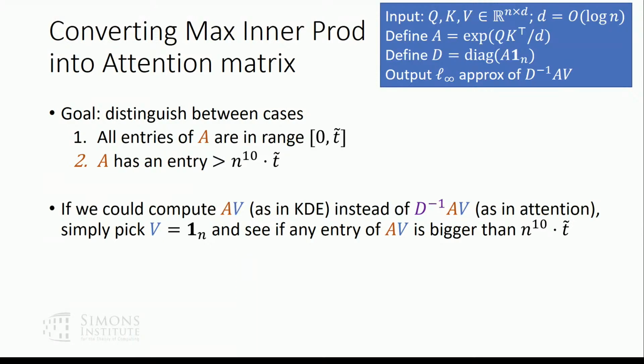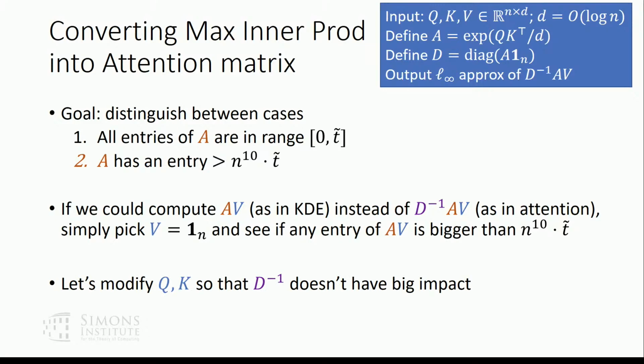However, in our case, for attention, we don't get A times V, we get D inverse times A times V. And exactly the definition of D says that D inverse times A times the all ones vector is always going to give us the all ones vector. So this D inverse scaling sort of exactly messes up this approach. Okay, but we can modify what's going on just a tiny bit so that D inverse doesn't impact what's going on too much, and we can still make this approach succeed.